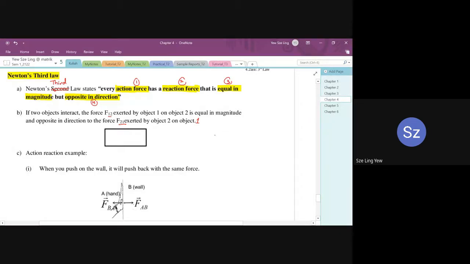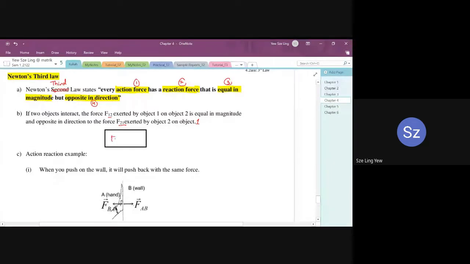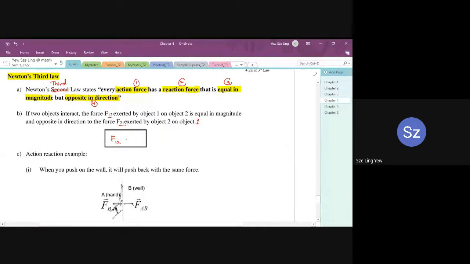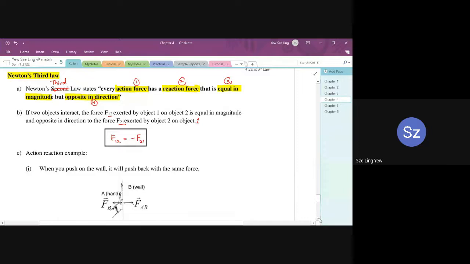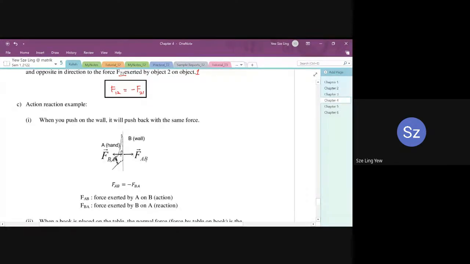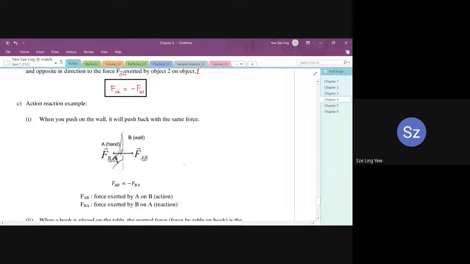So for example, if I have two objects, I'll explain with the diagram later. If you have two forces, what can you say? F12. Now we say they are equal in magnitude but opposite in direction. Therefore, F12 is equal to negative F21. They have the same value. Now when you push on the wall, it will push back with the same force. So if you push the wall, then you have FAB. The wall will push back with the same amount of force, called FBA.